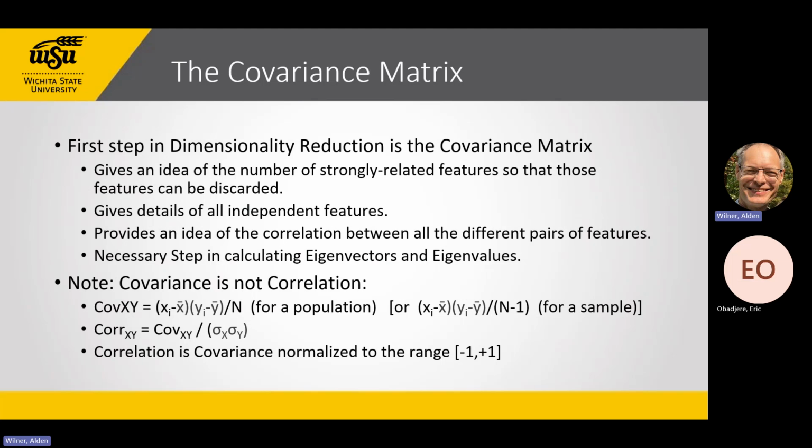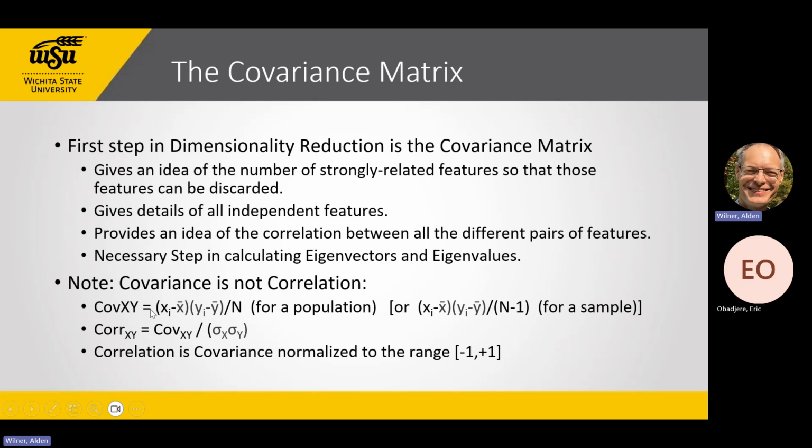Right? Covariance is not correlation. They are related. You can see down here the correlation of x and y is the covariance of x and y divided by the standard deviation of x times the standard deviation of y. So there's a formula that gives us correlation. Correlation is basically covariance normalized to the range of -1 to +1, right?